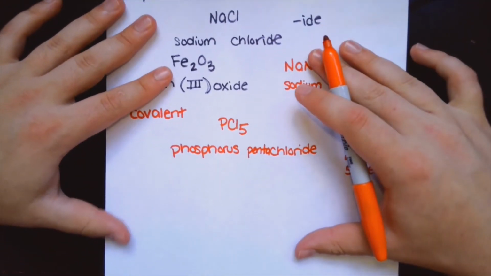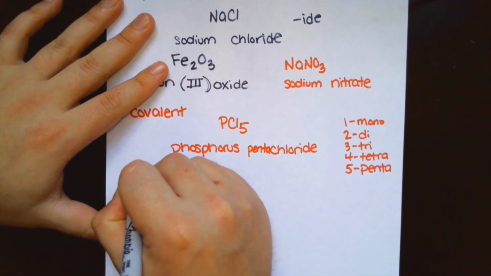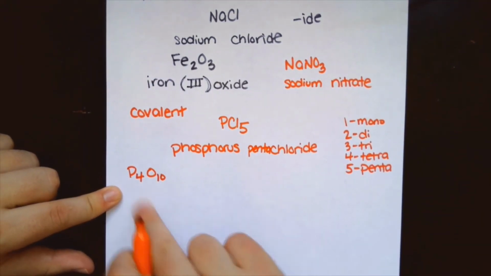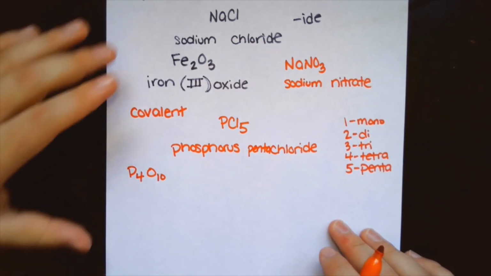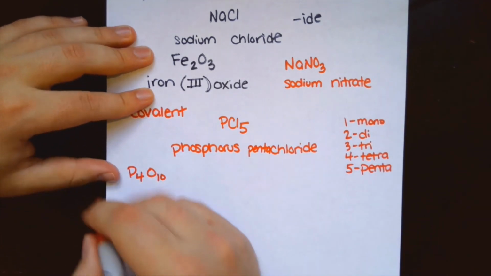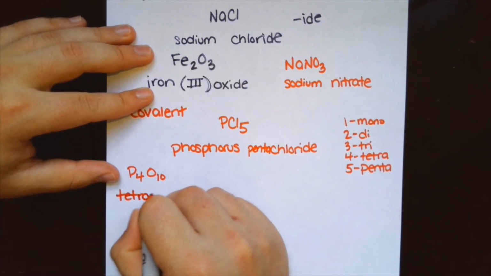Let's do another example. So let's say we have P4O10. So now both elements have more than 1 atom present. Right? So we're going to have to give a prefix for both of them. So the prefix for 4 is tetra. So we're going to say tetra phosphorus.